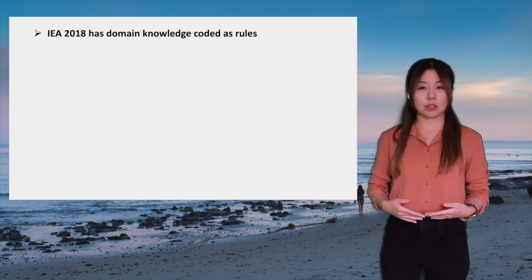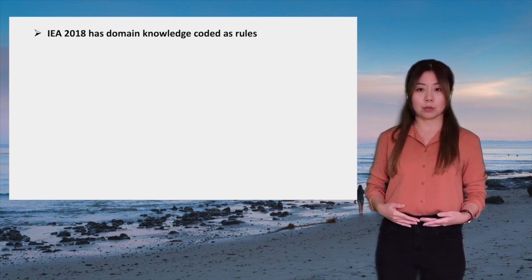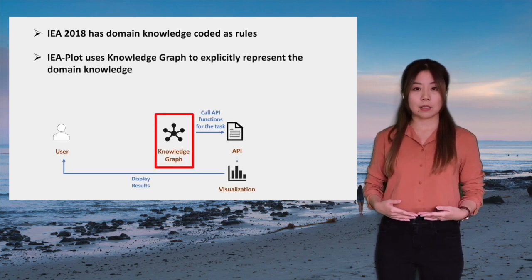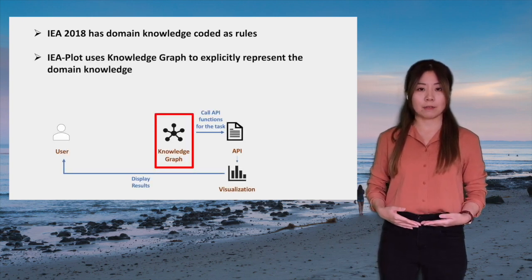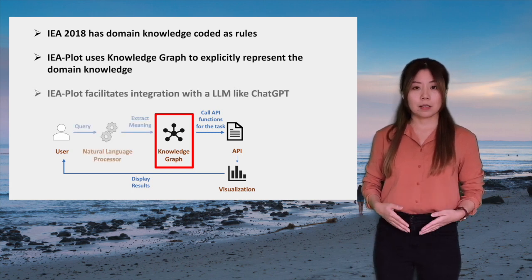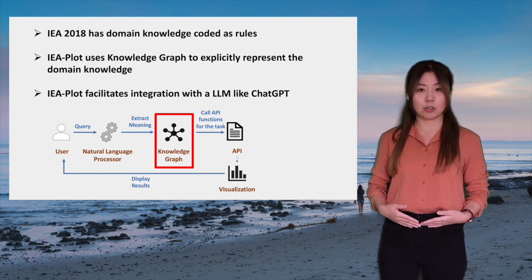Another key point is that IEA 2018 is a traditional rule-based design where domain knowledge is coded as rules in the scripts. In contrast, IEA-Plot uses a technology called knowledge graph to explicitly represent the domain knowledge. Because of this, IEA-Plot facilitates integration with a large language model like ChatGPT.